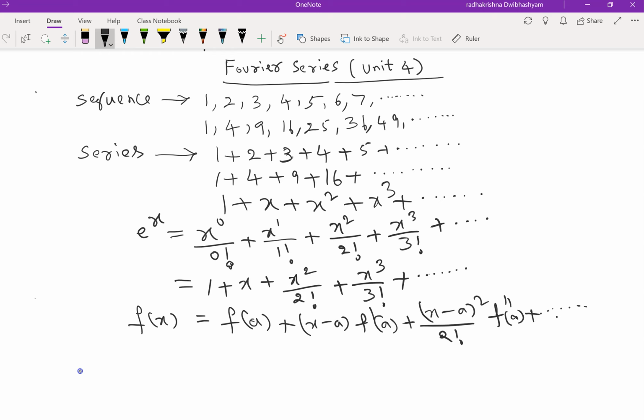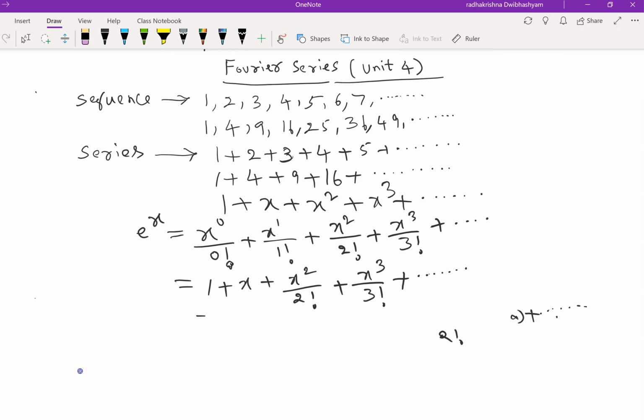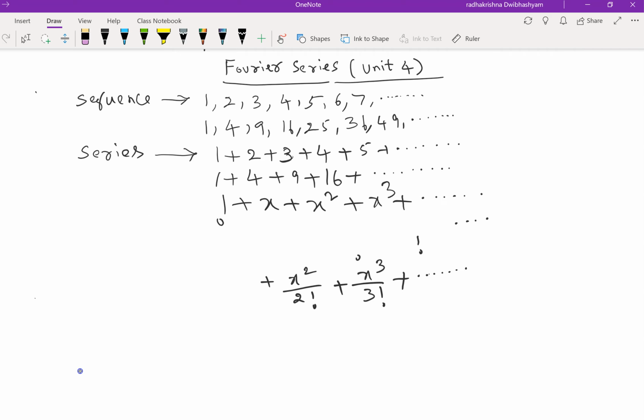Now, you are also familiar with the Maclaurin series. In Taylor series, if you put a equal to 0, then you get Maclaurin's series. So Taylor series and Maclaurin series are already available. But here we are seeing one more series, the Fourier series. Why?